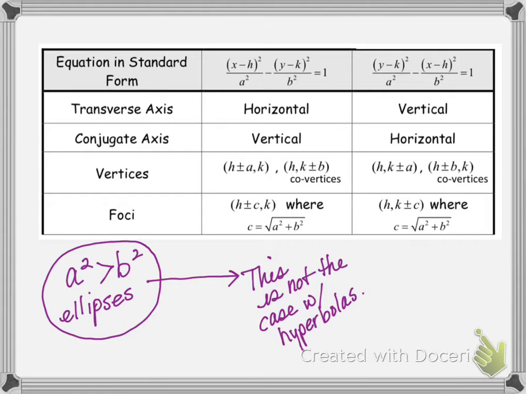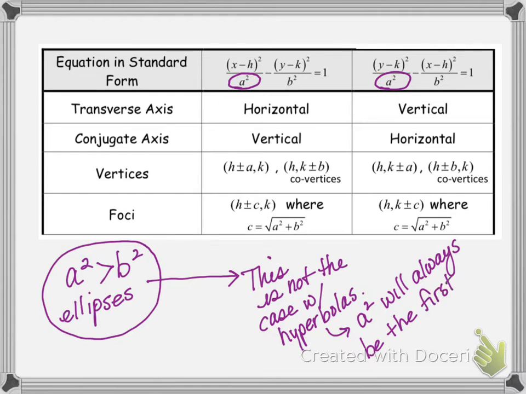A squared will always be found underneath the first denominator value. Notice a squared was in the first term, no matter if it was horizontal or vertical transverse axis. So when you're going to find a squared, please make sure you always choose the first denominator value. So for hyperbolas, a squared will always be the first denominator value.